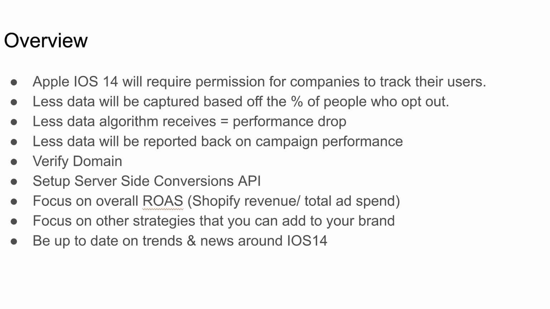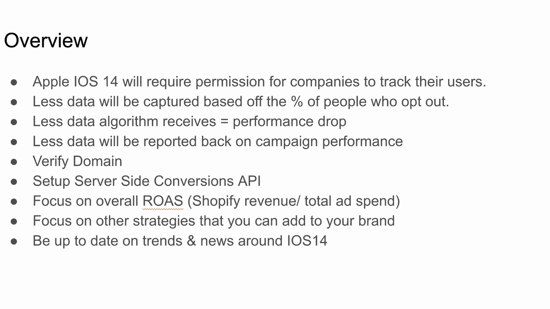Overview. iOS 14 will require permission for companies to track their users. Less data will be captured based off the percentage of people who opt out. Less data the algorithm receives equals performance drop. Less data will be reported back on campaign performance, which will make it a lot harder for advertisers and business owners to make calibrated decisions on where to spend more money. You need to verify your domain. You need to set up the server-side conversions API. Focus on overall ROAS: Shopify revenue divided by total ad spend.